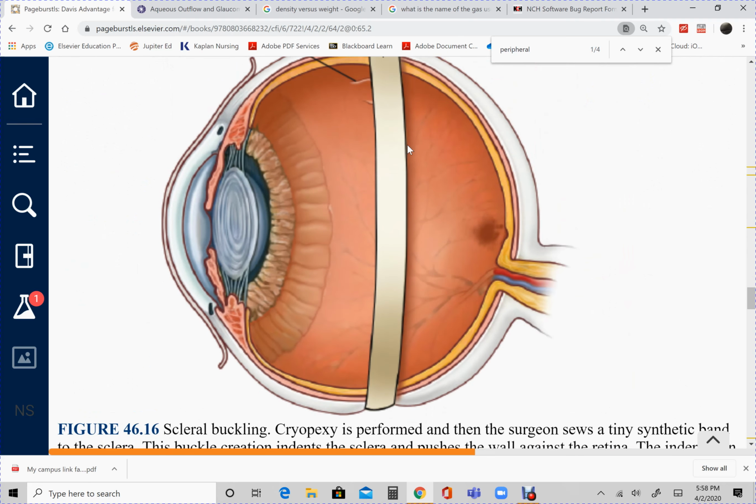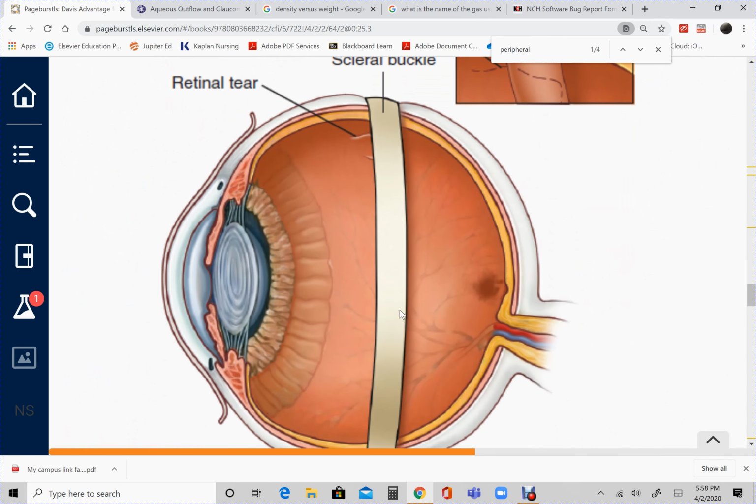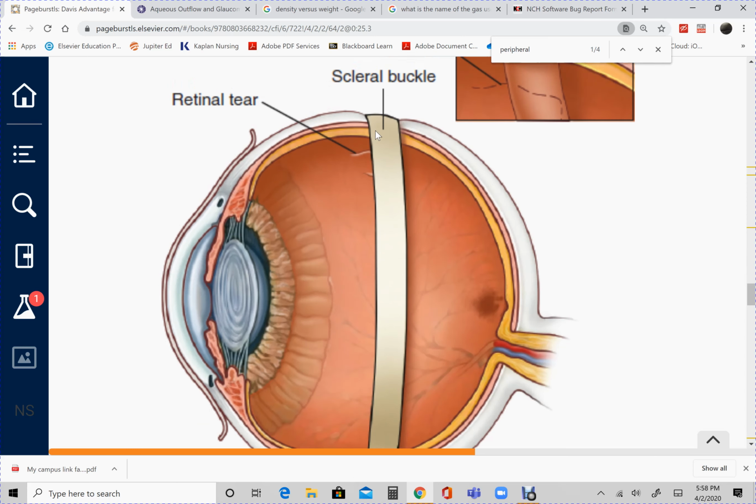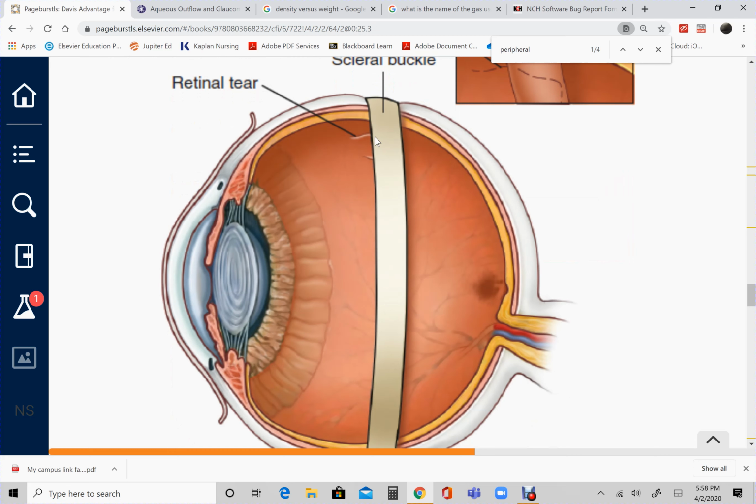So they'll use a silicone rubber band. It's not really a rubber band, because it's not stretchy. The correct term should be a silicone band. It's a buckle, like your belt. So they put it around the eyeball, reattaching the retina. Again, just imagine how they put that in there. So this is your eye socket here. They'll have to use several instruments in order to insert this buckle around the eyeball.